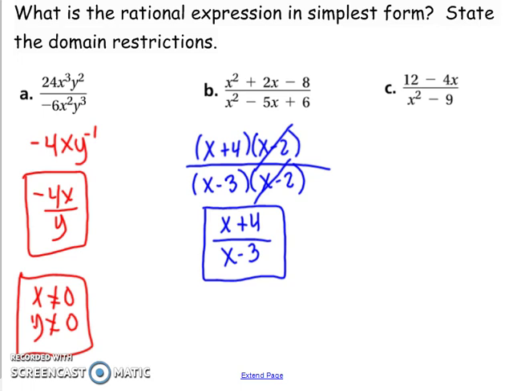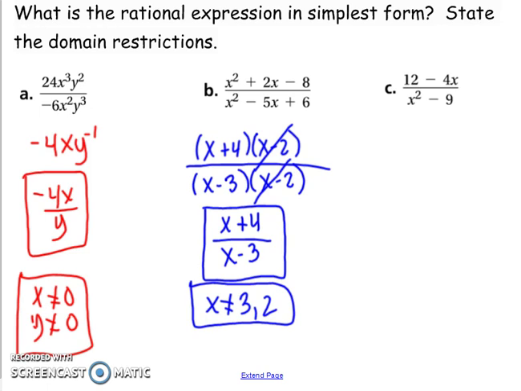Now when we are stating our domain restrictions, we're going off of anything that was in the original denominator. So even though we canceled out x minus 2, it still is part of the original denominator. So we're going to set both of those equal to 0. So we're going to take x minus 3 and set that to 0. So x cannot equal 3. And x minus 2 we're going to set to 0. So x can't equal 2. So our two domain restrictions, x cannot equal 3 or 2.